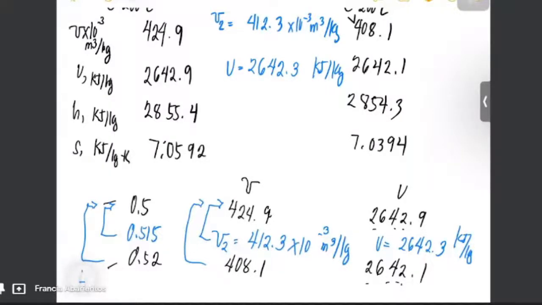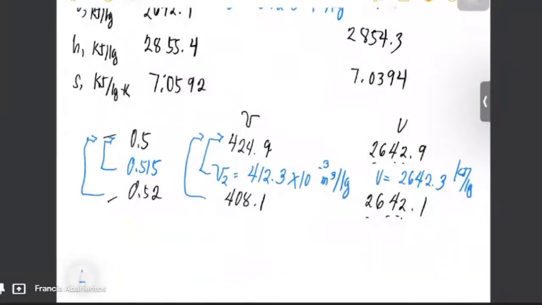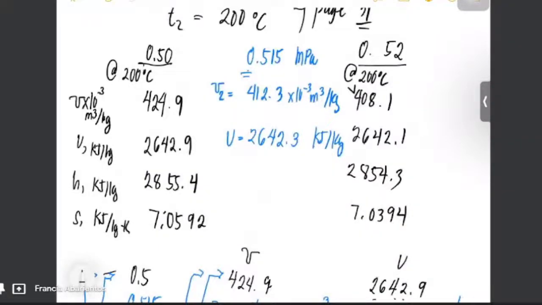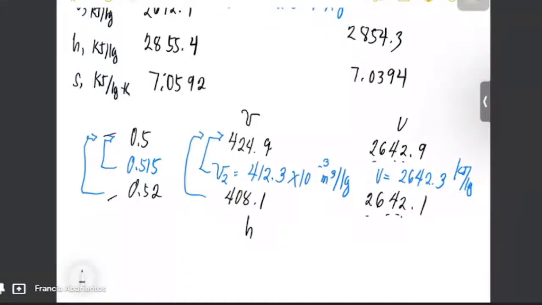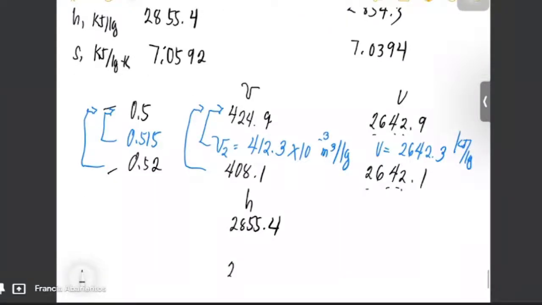Yes, thank you. And also, dito tayo sa enthalpy. Kung ayaw ninyo, class, ganito kasi yung orientation ng table 3, pero ganito yung dati, para mas madali mag-interpret. So, we have now the enthalpy at 0.5, so we have 2855.4 and 2854.3. Ibig sabihin, nag-fall lang din yung mga values nyo. Ilan yung answer? 2854.